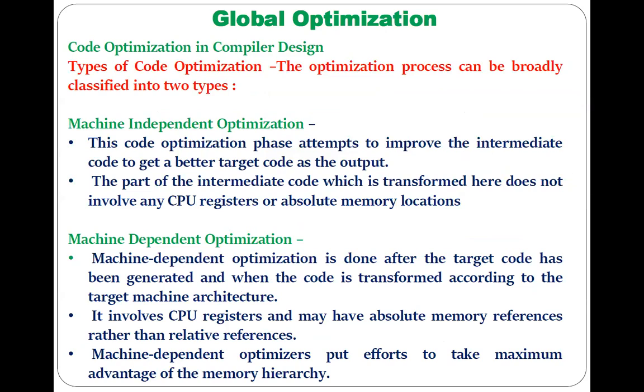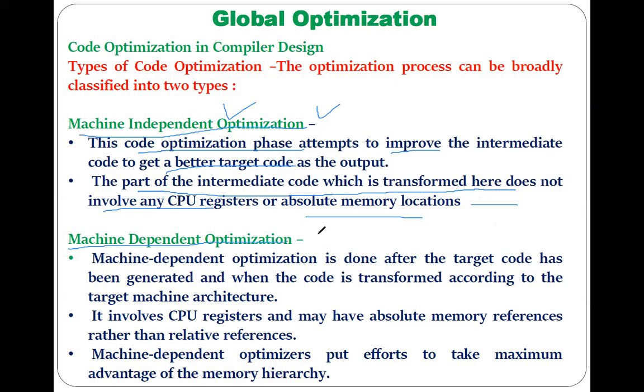Accordingly, we have also discussed types of code optimization based on when the code actually gets optimized. If the code gets optimized before the final target code generation, then we call that a machine independent optimization. This code optimization phase tries to improve the intermediate code to get better target code as output. The part of the intermediate code which is changed or transformed here does not involve CPU registers, memory locations or the instruction set of the machine. So during this optimization, we don't have to think about CPU registers, instructions, memory, etc. That is the reason it is referred to as machine independent optimization.